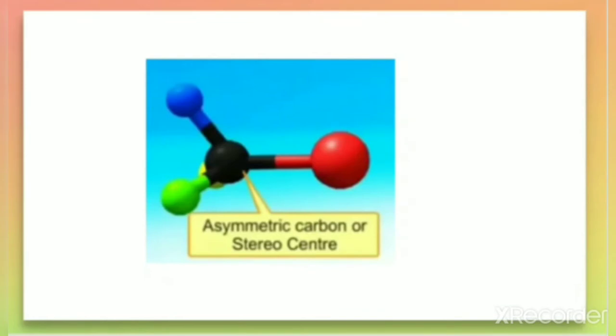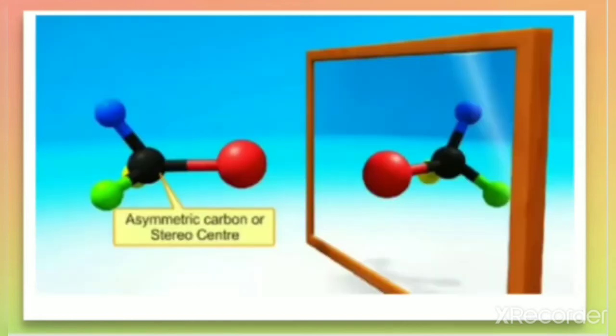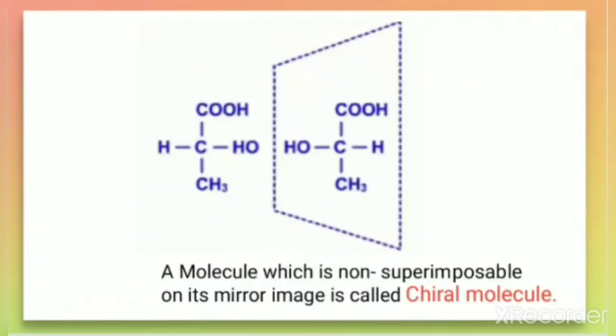Let us take one molecule which has an asymmetric carbon, or we can say a stereo center. When we observe its mirror image, it will be in this way. When you compare the object and its mirror image, these are non-superimposable. Thus, we can say that such molecules are chiral molecules.